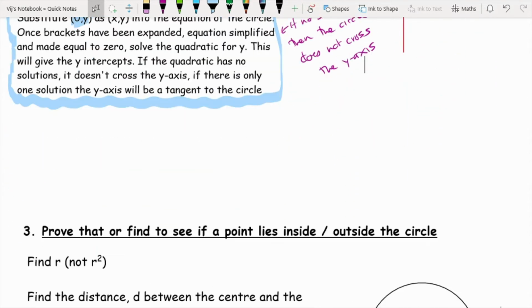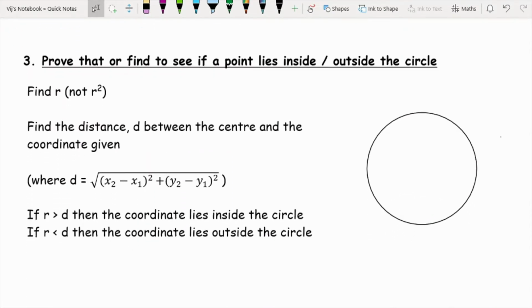So moving on to our third point, which is prove that or find to see if a point lies inside or outside a circle. So for this, there are a couple of steps that you need to adhere to. The first thing you need to do is find r. Now that might be just by looking at the equation. You might have to do a bit of rearranging depending on the question that you've got. But the first step is to write down your r value. So without any working out or with working out, write down what that answer is. Now the second thing you then need to do is to find the distance between the point and the centre.